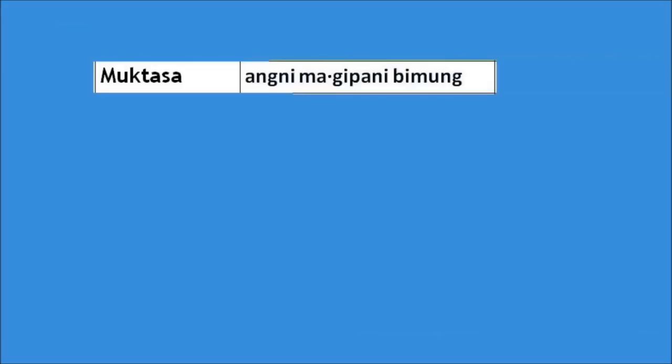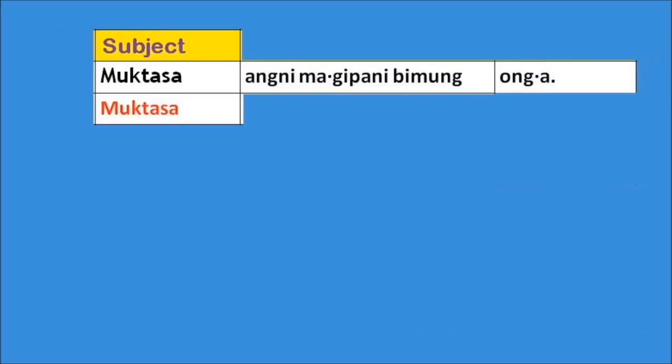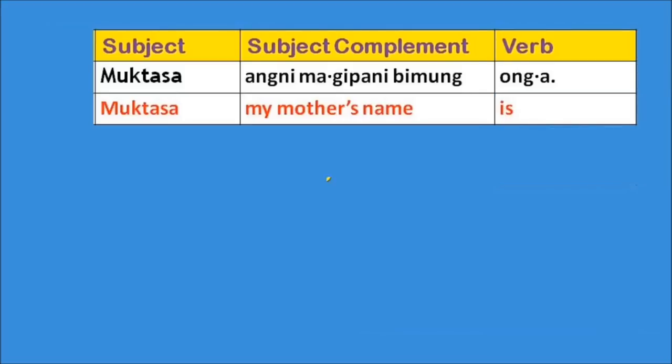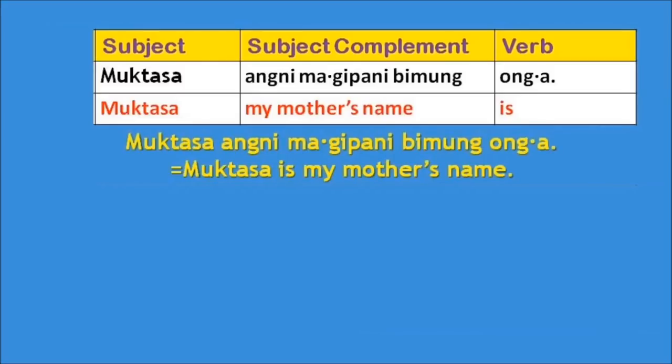Muktasa angni magapani bimung ong a. Subject, muktasa. Subject complement, my mother's name. All group within subject complement. It describes who or what muktasa is. Linking verb, is. Muktasa angni magapani bimung ong a. Muktasa is my mother's name.